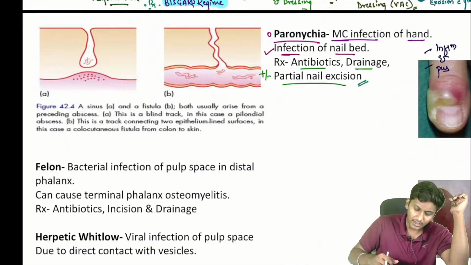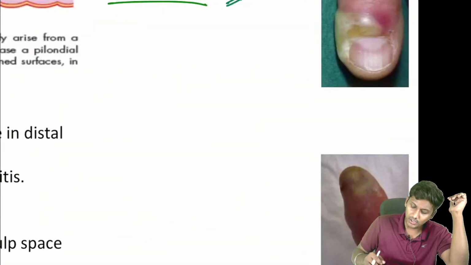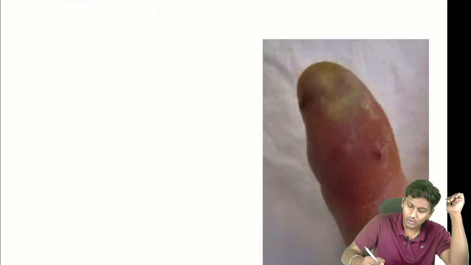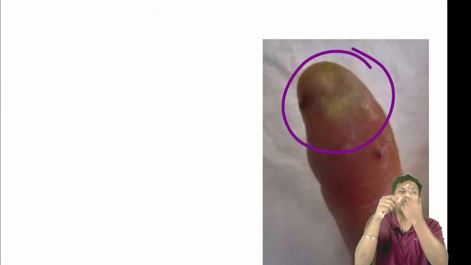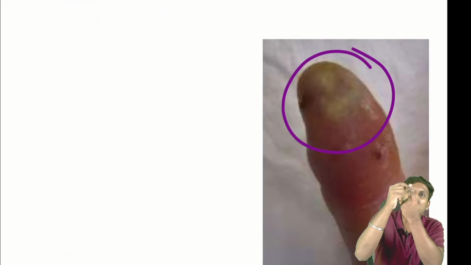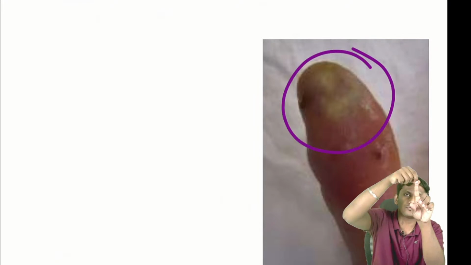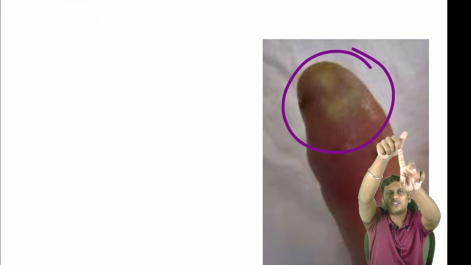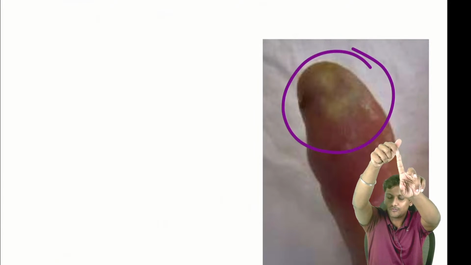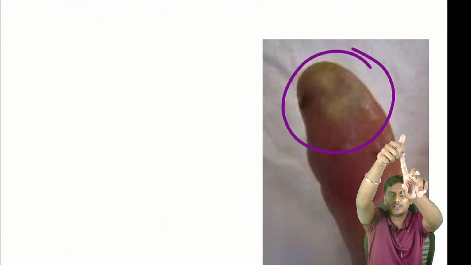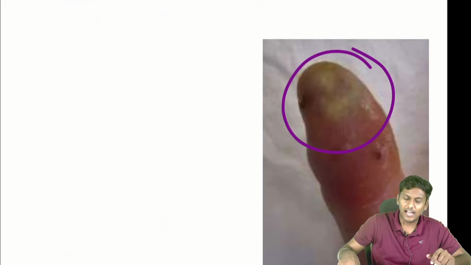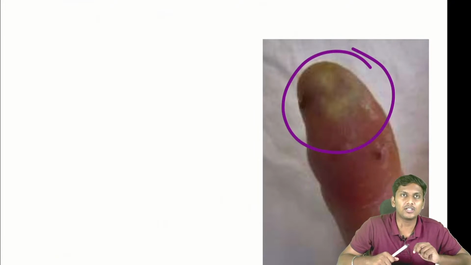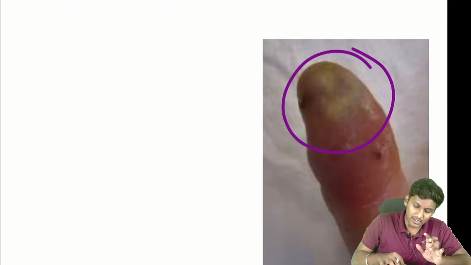Theek hai. Next important is felon. What is felon, bachchon? This is what is a felon. Infection of the pulp space of a finger. Agar yahan ka infection ho jata hai, this is paronychia. But agar yahan ka infection ho jata hai, if there is infection of the soft tissue of the finger, this pulp of the finger, this is what is known as a felon. Felon is a bacterial infection, just like paronychia.